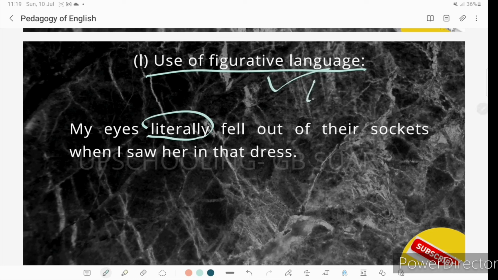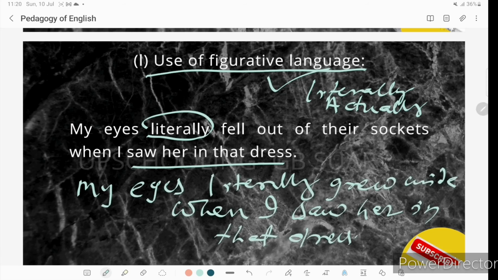देखिए literally का मतलब क्या है? Literally का मतलब है actually. My eyes literally fell out of their sockets when I saw her in that dress. क्या गलत है या सही है? वहां पर एक लेक्चर YouTube में अवेलेबल है इन द Upschooling. You can go through that. My eyes literally, you can say, my eyes literally grew wide when I saw her in that dress.